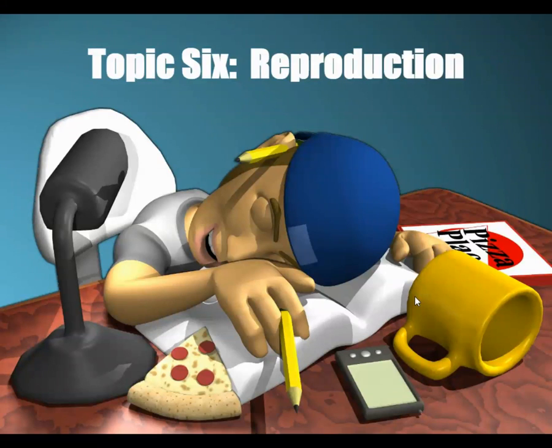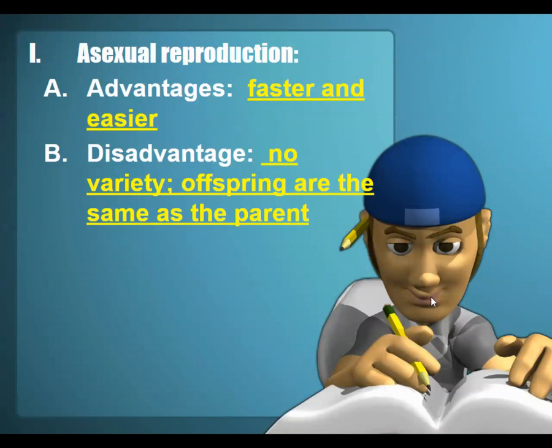So now it's time to cover topic 6, we're going to talk about reproduction. And so we're starting with asexual reproduction. The advantage of asexual reproduction is that it's faster and easier. There's no time needed to look for a mate. These simple organisms can just divide, and then there's more offspring.